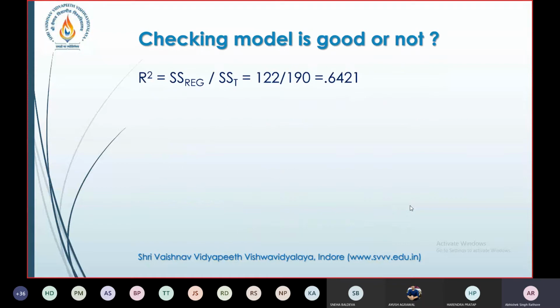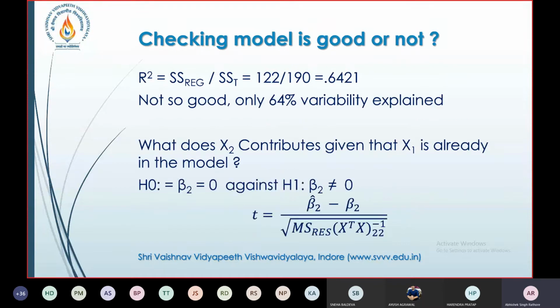Now I'm checking whether this beta 2 exists or not. So again I'm going for the t distribution. We checked in the last class what the t distribution is. So this is my t distribution available over here. This is my estimated beta 2 minus beta 2. We'll consider beta 2 equal to 0, and then we'll compare with some tabulated value, upon MS residual times the inverse of x transpose x. So this is just our formula for calculating t.